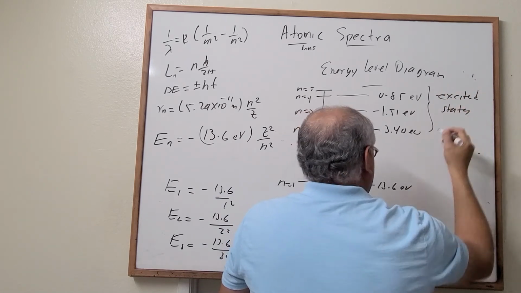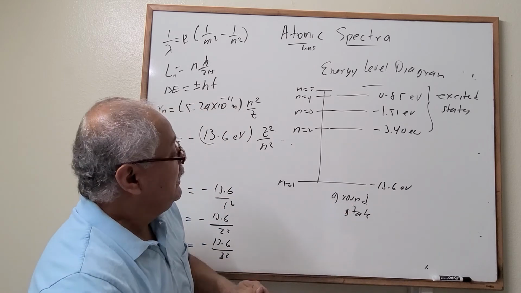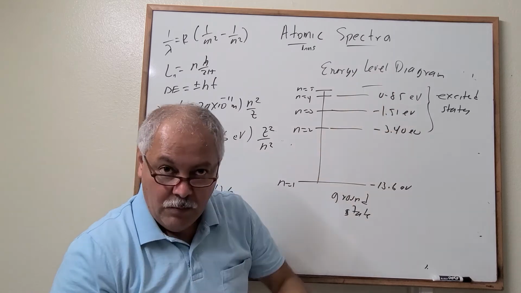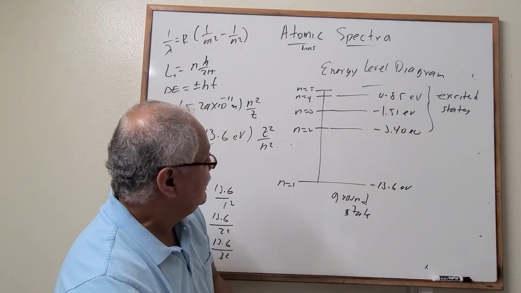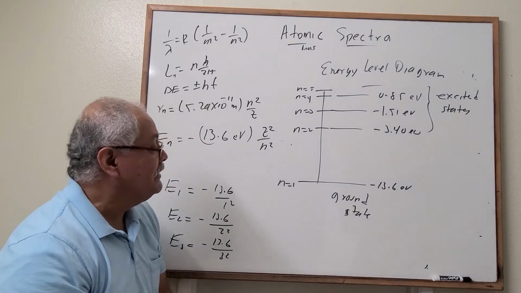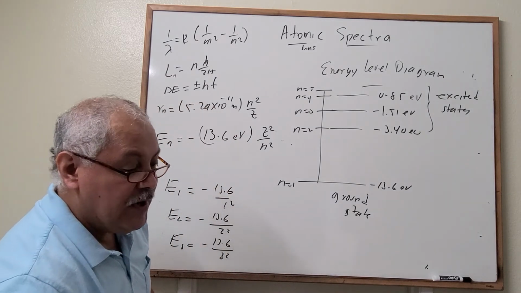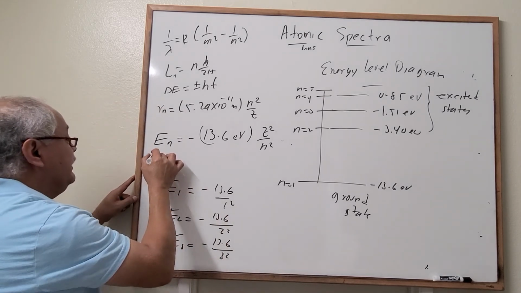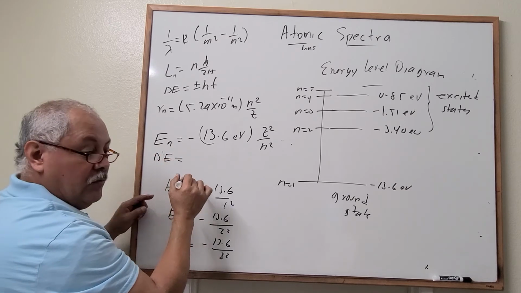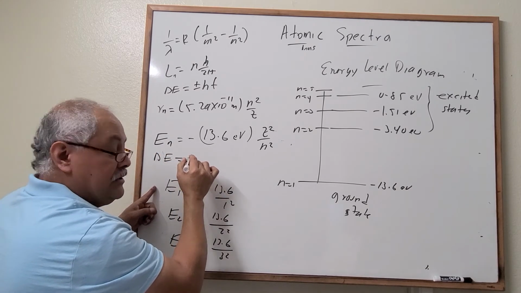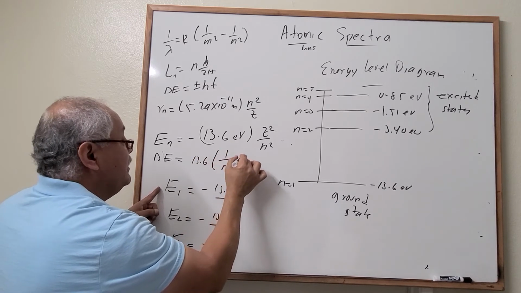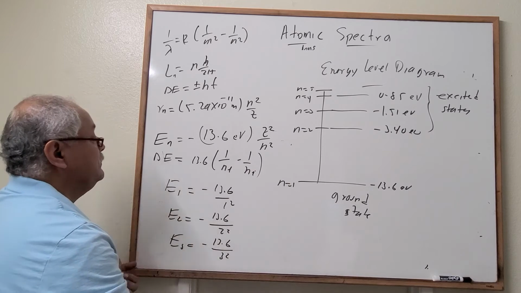The minimum energy possible is the ground state. The rest have more energy than the ground state. Correct. Perfect. And in this case, we can find the change in energy. It is equal to 13.6 times 1 over n final minus 1 over n initial.